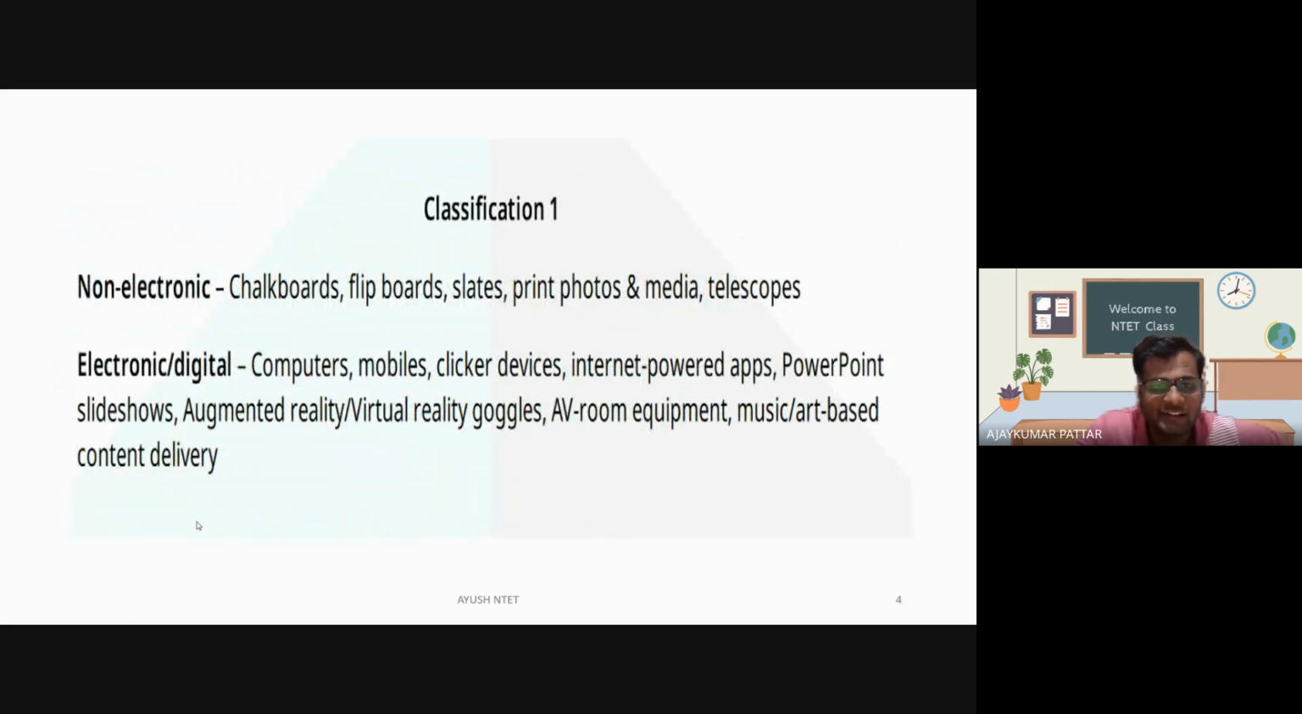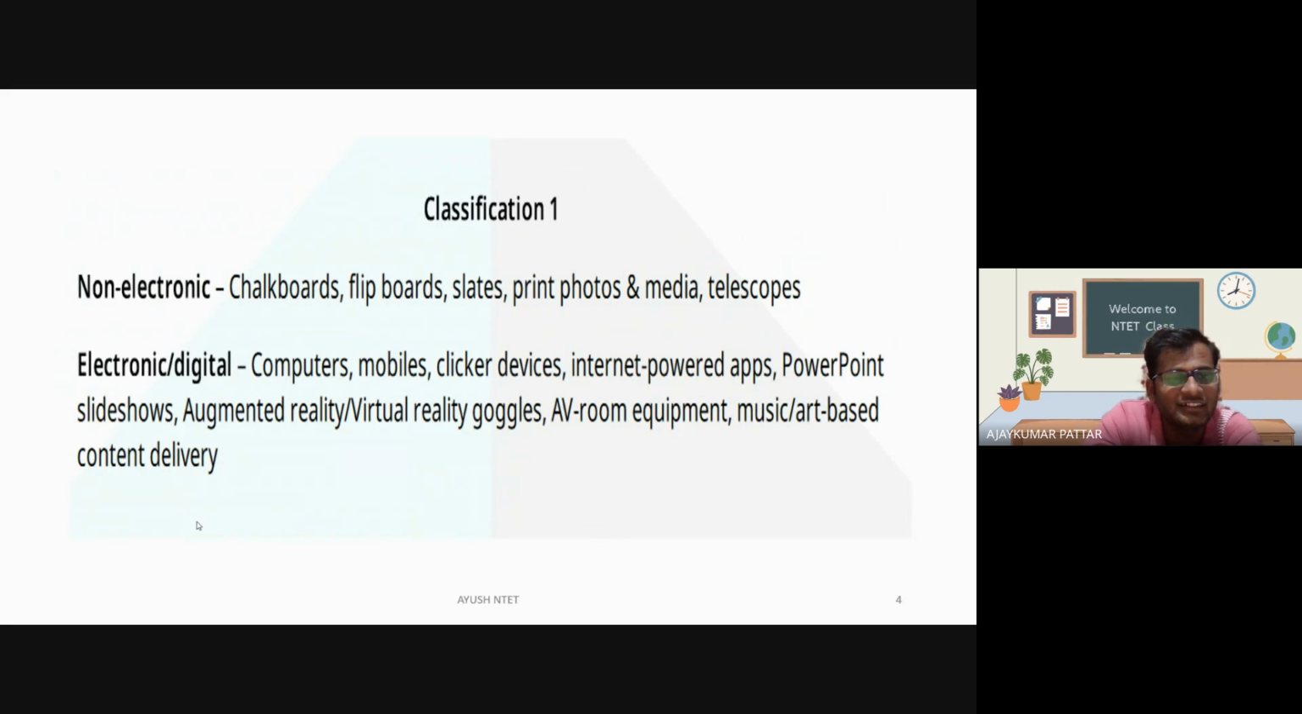So these teaching aids can be classified in a number of ways. In classification 1, it is non-electronic type like chalkboards, flipboards, slates, print photos, media, telescopes. Here electric current is not needed. Electric, non-electric means current is not needed.